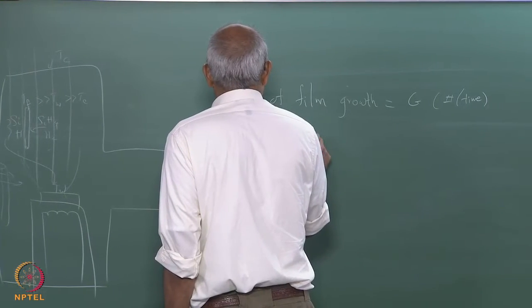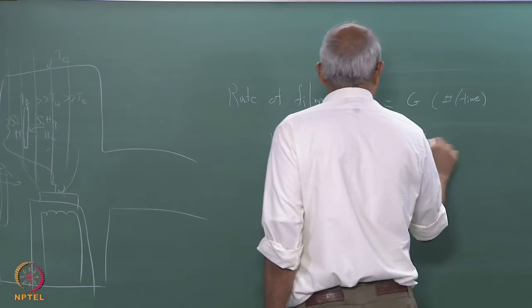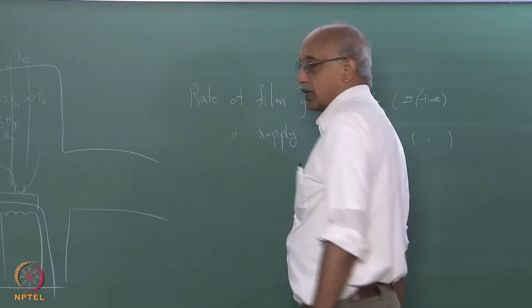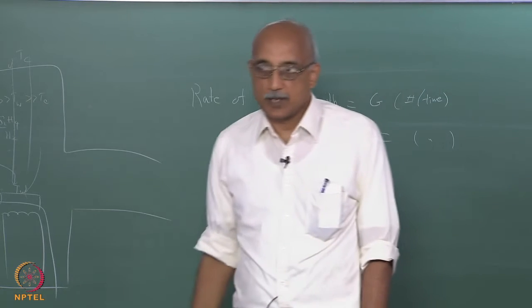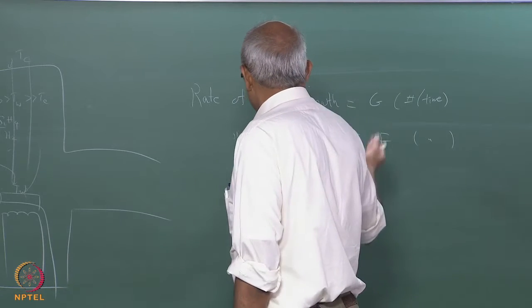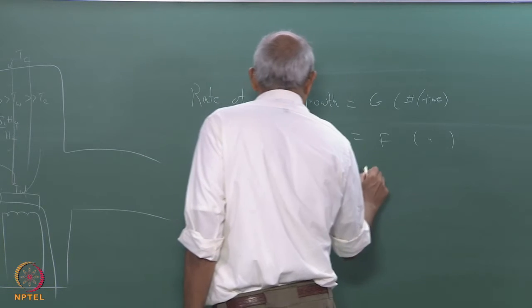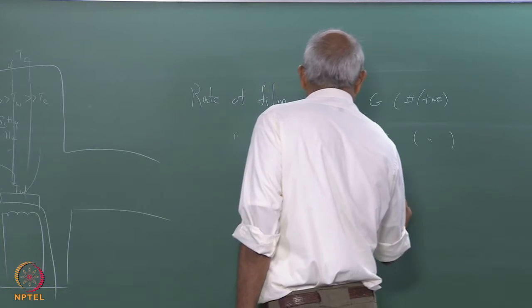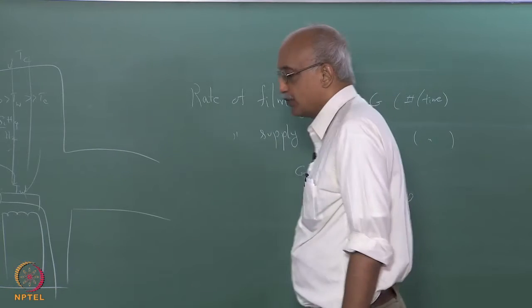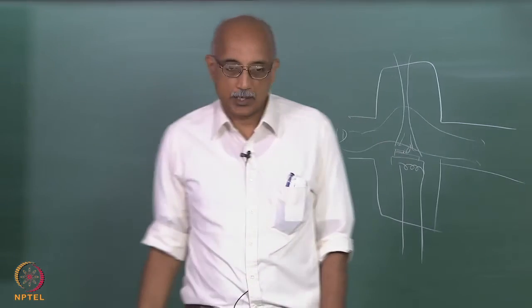The rate of supply of the depositing molecules is another one. So you can call that, let's say, some F. It's the rate at which you are feeding in the reactant molecules into the system to make the film. So obviously, G by F represents your deposition efficiency, and it's this efficiency parameter that you want to try and optimize.